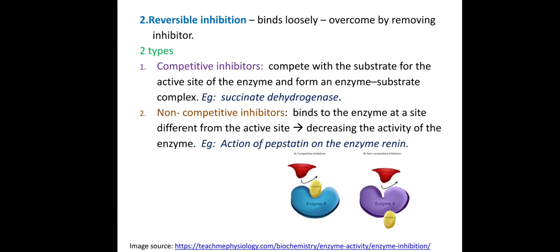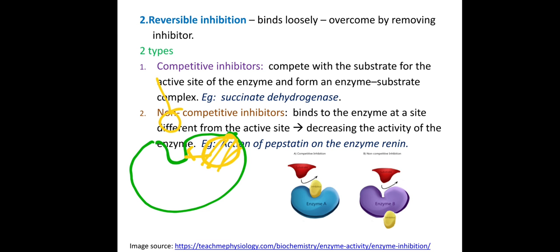So see here, I can just draw a diagram. We have discussed it in our previous class too. So here is the active site. The inhibitor will bind to the next site. It won't bind to the active site. It will bind to a site other than the active site, and that means substrate can still bind.